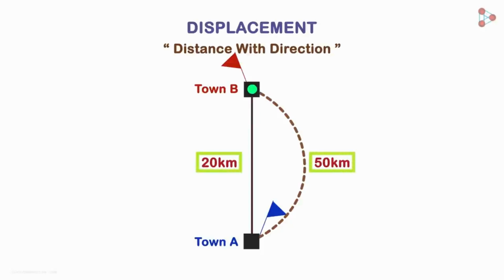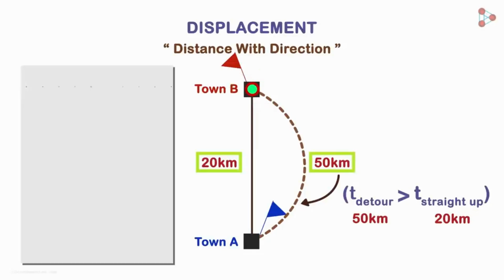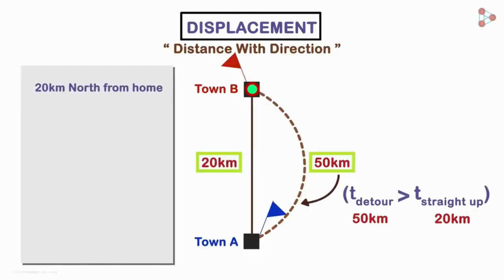Distance with direction? What do we mean by that? You made 2 separate trips to this town. Was the distance covered in both the cases the same? Have a good look. It wasn't. In each of the 2 cases, the distance was different. The time you took for the detour was greater than the time you could go straight across.